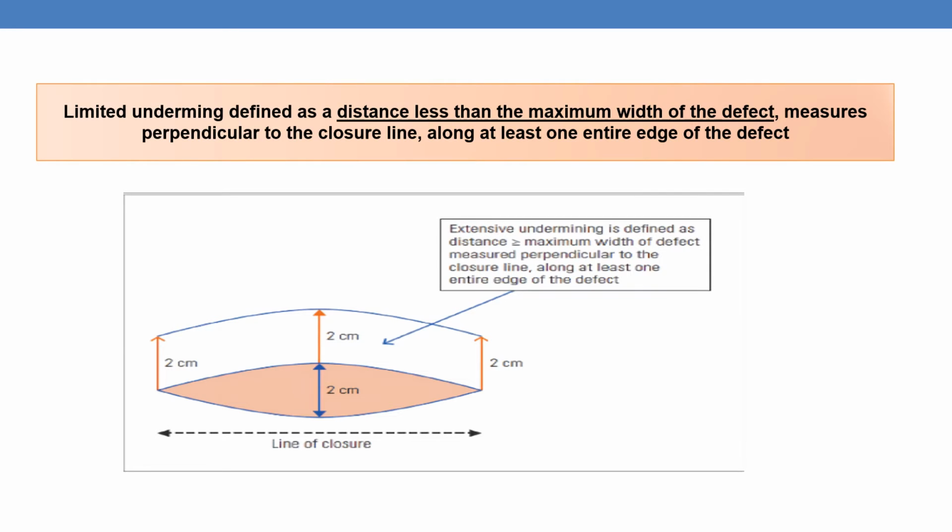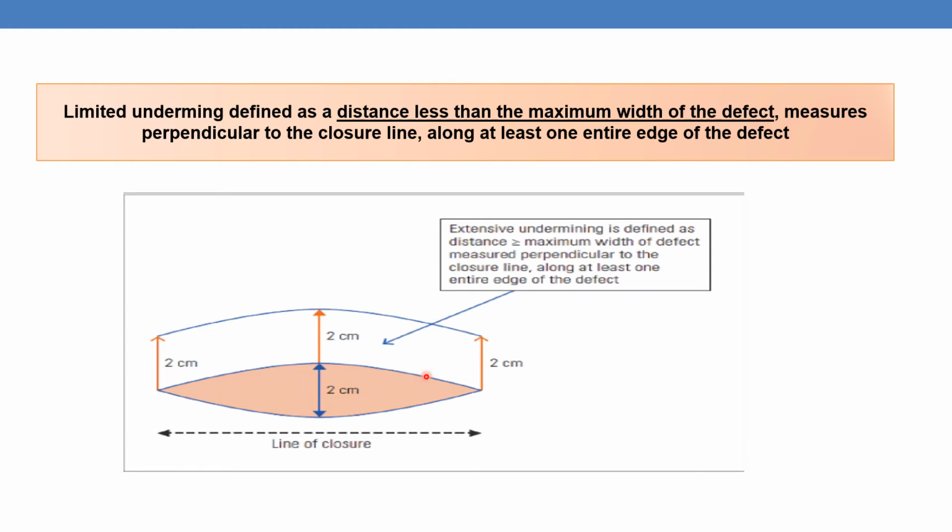Now coming to limited undermining and extensive undermining. As we have discussed earlier, the intermediate repair utilizes limited undermining. Limited undermining is defined as the distance less than the maximum width of the defect, measured perpendicular to the closure line along at least one entire edge of the defect. For example, the defect length is 2 cm.